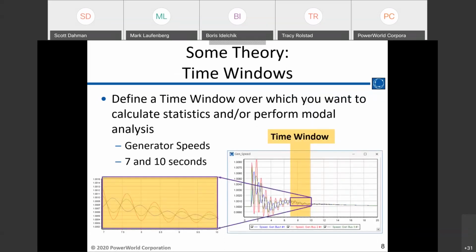All right, I'm going to go through some theory here. So the first thing that you need to do when you're either calculating the statistics or doing this modal analysis is you've got a set of results over time. You need to specify a window over which you're going to monitor or perform calculations on it. So in this example, I'm saying between 7 and 10 seconds, I want to take these signals and get statistical information about them and do some modal analysis.